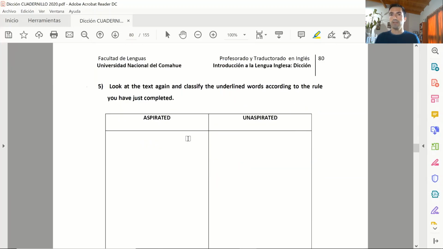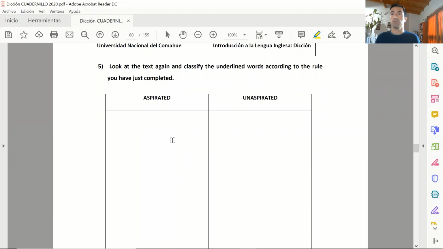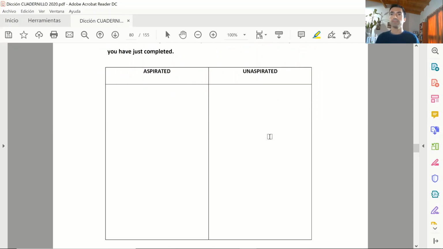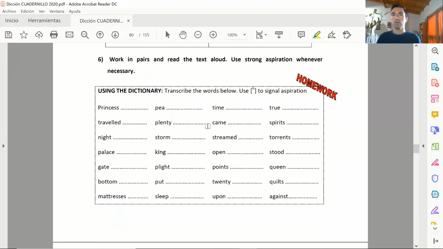Okay, for you to practice the rules for aspiration, you should classify all the underlined words in the text as aspirated or unaspirated, okay? So you identify the word, you then identify the voiceless plosive sound, and then you decide if that sound is aspirated or not, all right? And then, as extra practice, you are expected to transcribe the words you see here in exercise number 6. So you have to use the phonetic symbols. And whenever you are in front of a voiceless plosive sound that is aspirated, then you should use this symbol to indicate aspiration. This is not in a dictionary, so you should be able to remember the rule for aspiration. All right, you can check all these in the key to this lesson that is available on the platform.